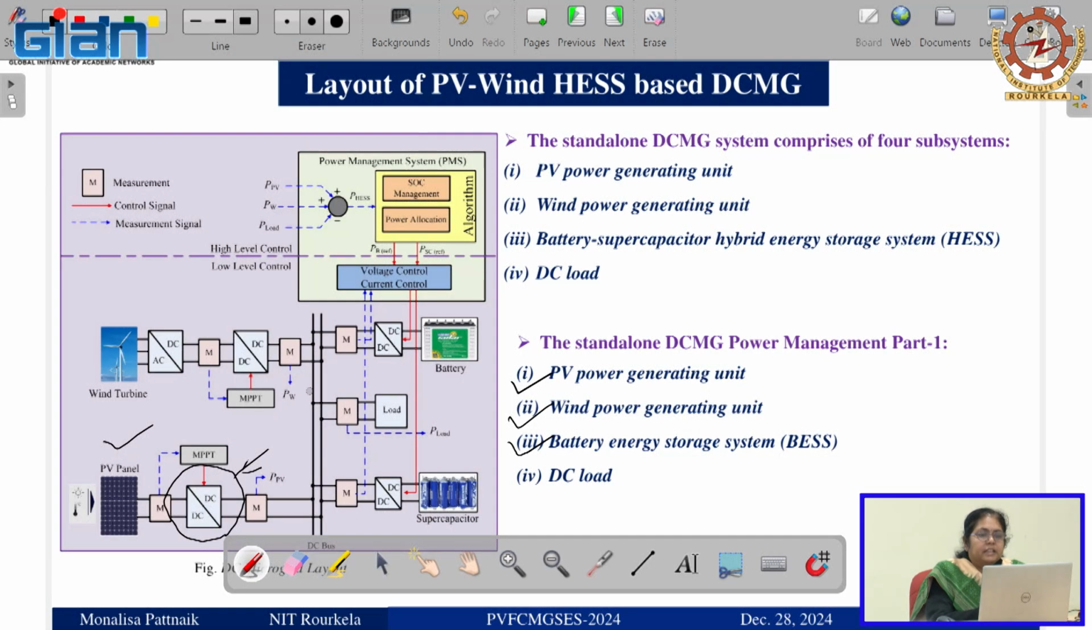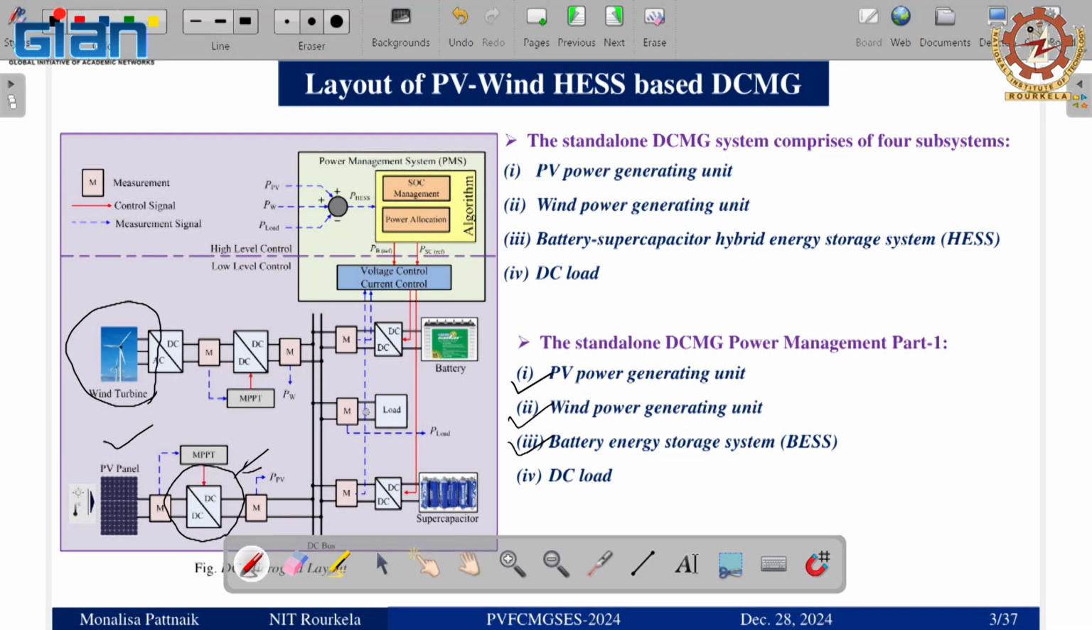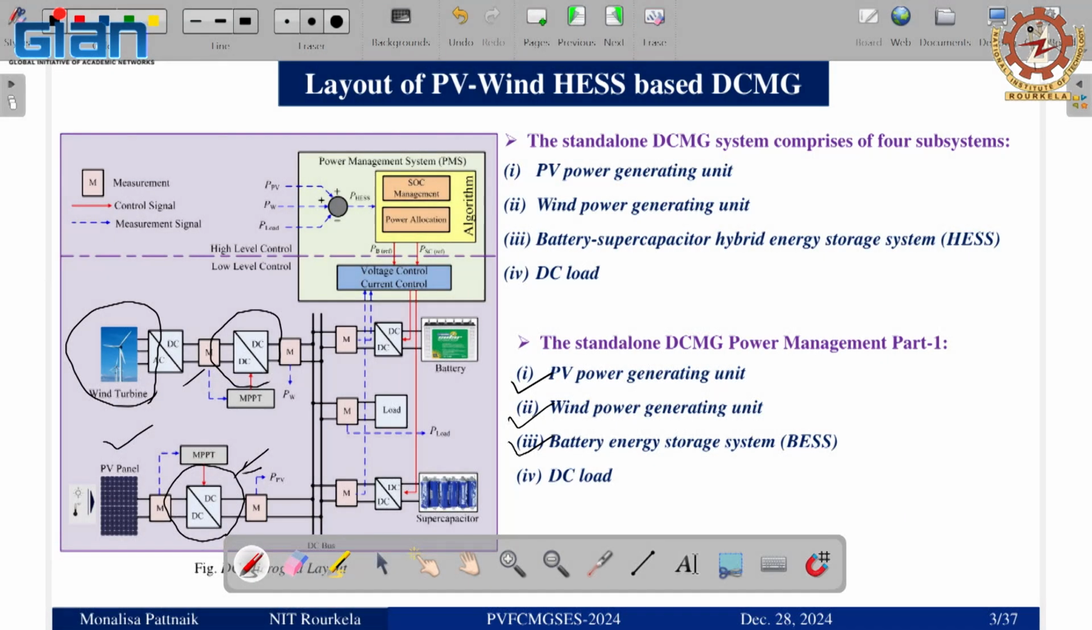Then the PV and wind based system. The wind system, obviously you know, Sir has already explained about it, so I am not going to talk much about the wind. We are converting wind energy to electricity. The turbine is driving the generator to produce electricity. Here we have AC power, so we need an AC to DC converter. Then we have a DC to DC converter. So this is a two-stage system.